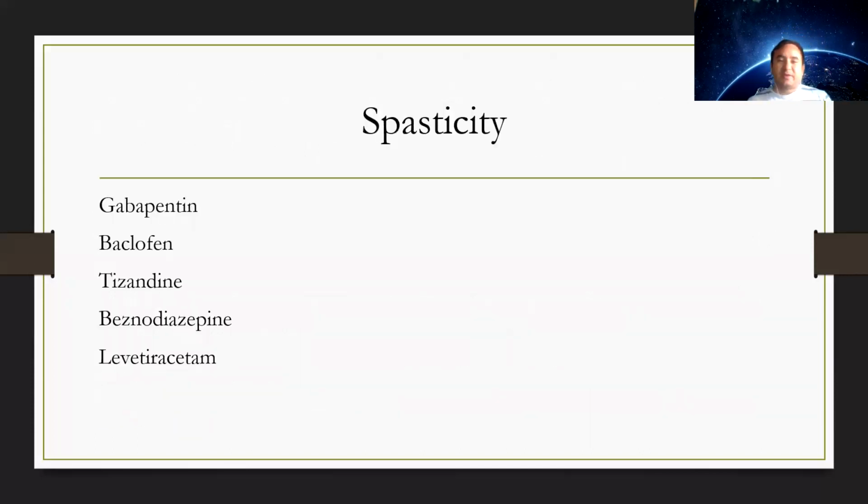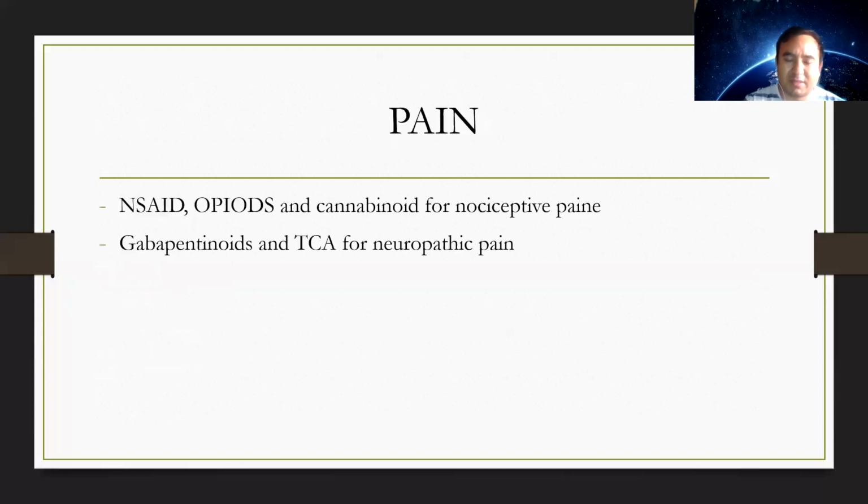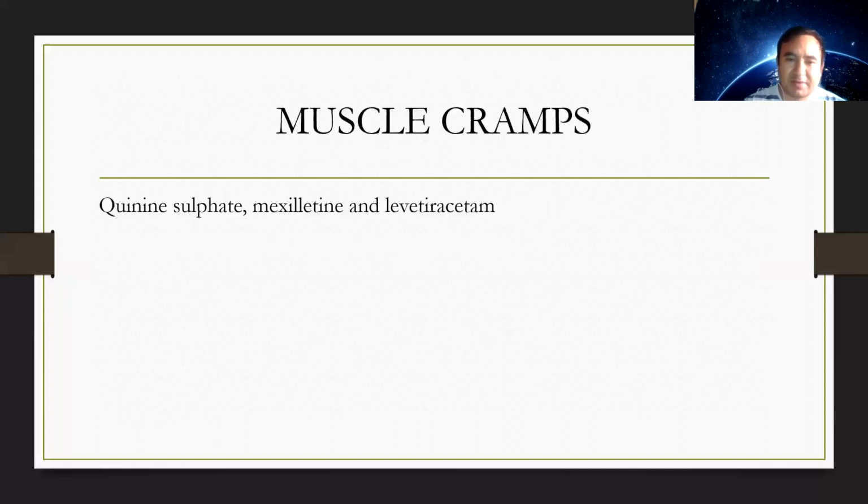So these are the disease modifying therapies. These are effective, but not that much. Definitely, we need to manage the other symptoms of MND. Most of the time they complain of spasticity, and that can be managed with gabapentin, baclofen, tizanidine, that type of drugs. If they have pain, then pain can be managed by NSAIDs and opioids. Okay, and if they have muscle cramps, then we can give quinine sulfate or mexiletine or levetiracetam.